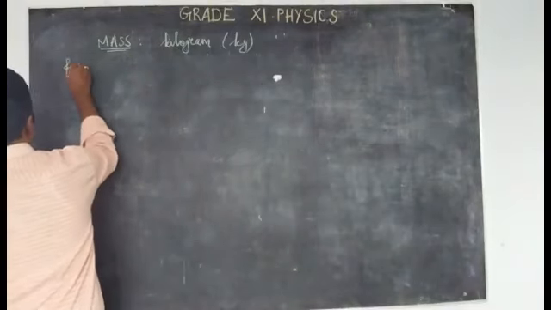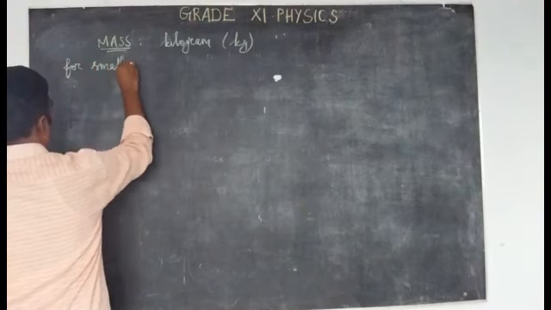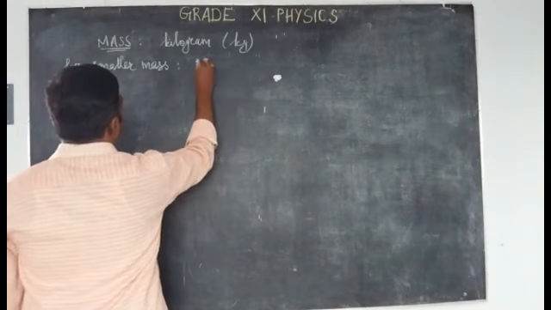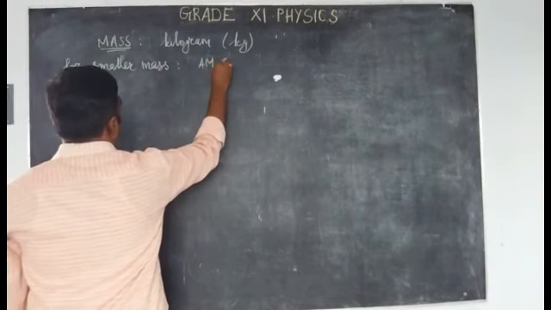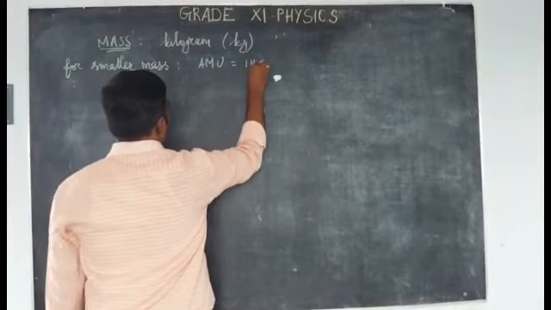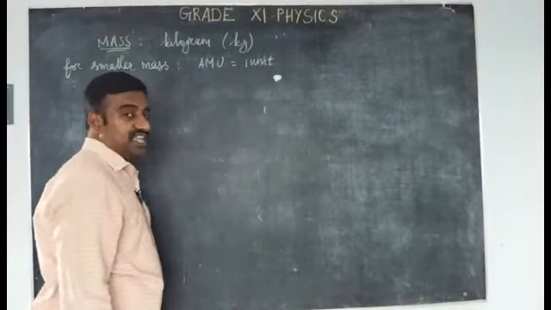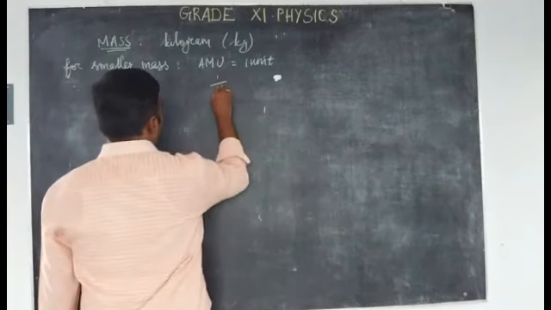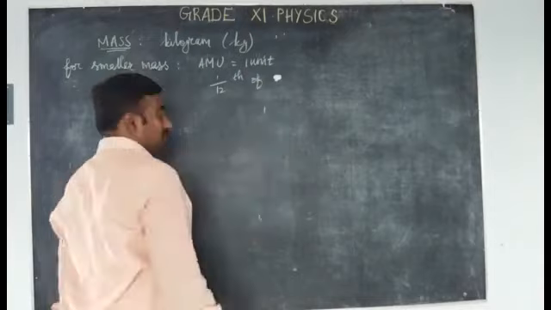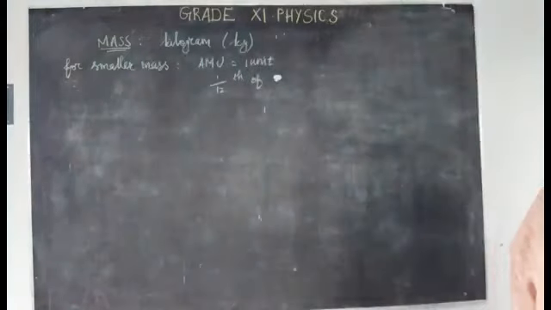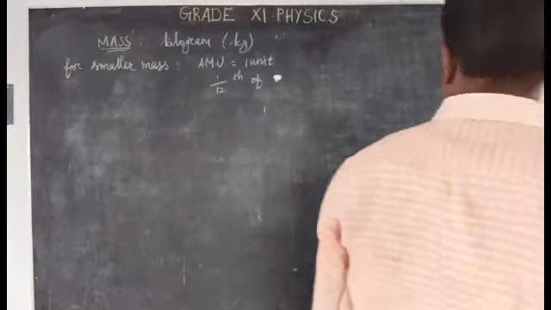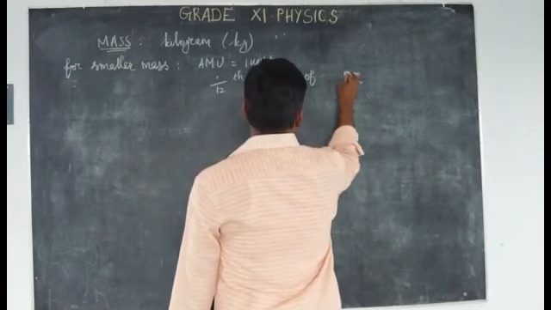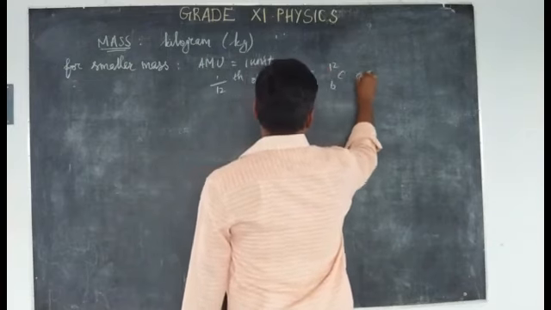For smaller mass, we'll use the unit atomic mass unit. Okay, which is equal to 1 unit. This definition I already gave. So what is its definition? Atomic mass unit is nothing but 1/12th of the mass of a carbon-12 atom.